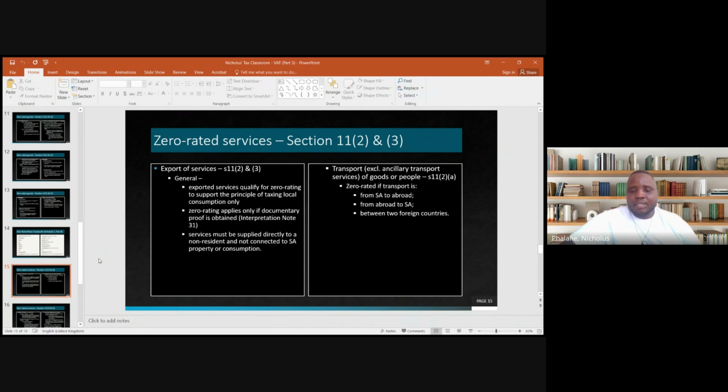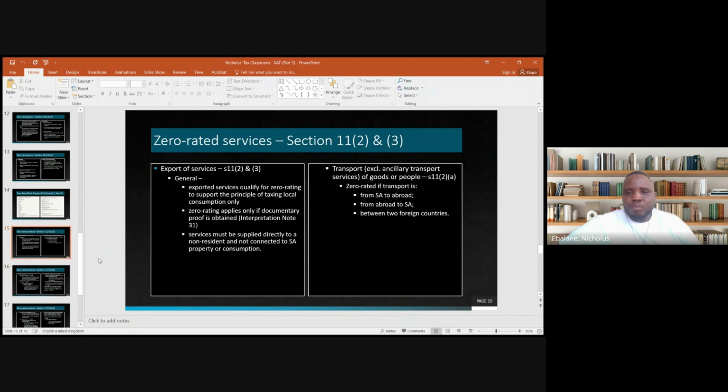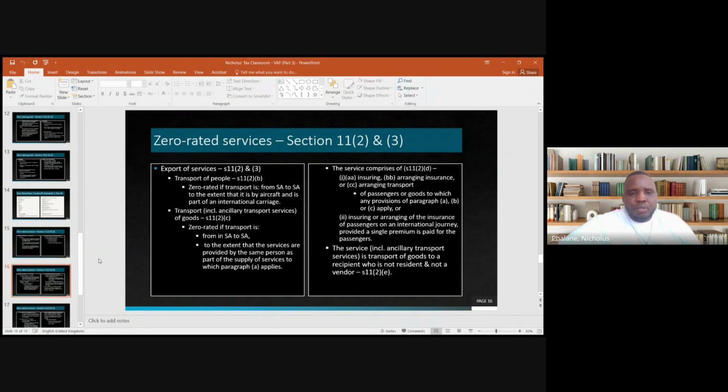All right. Then let's look at transport of people. The first one was transport of goods or people, excluding ancillary transport services. So now Section 11(2)(b) looks specifically at transport of people, all right? Zero rated if transport is from SA to SA, to the extent that it is by aircraft and it's part of an international carriage, right?